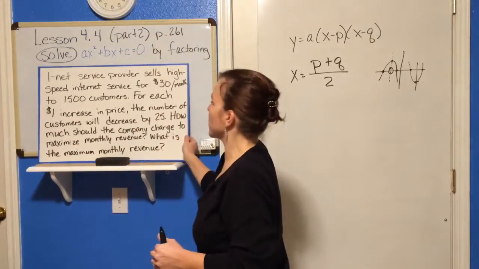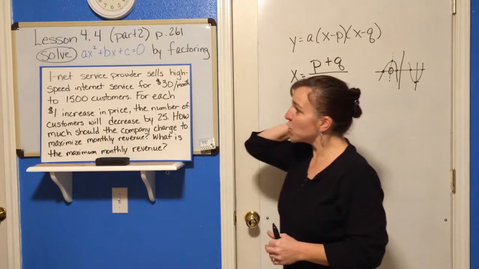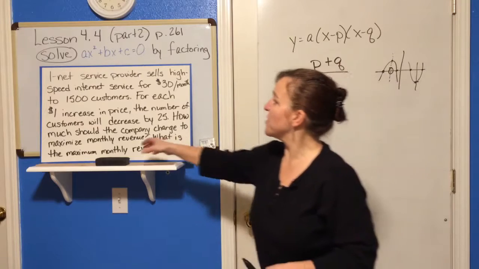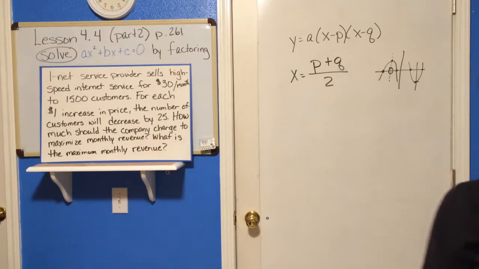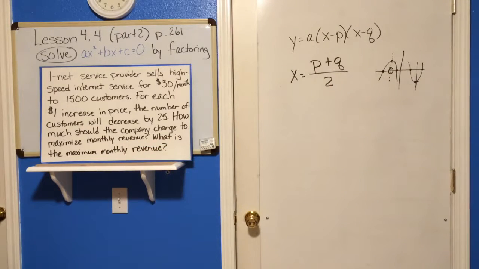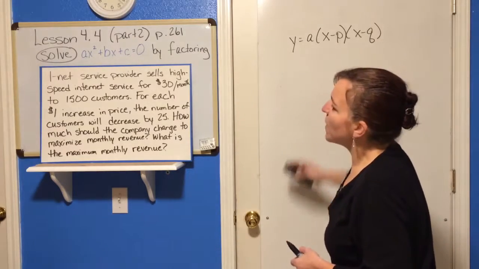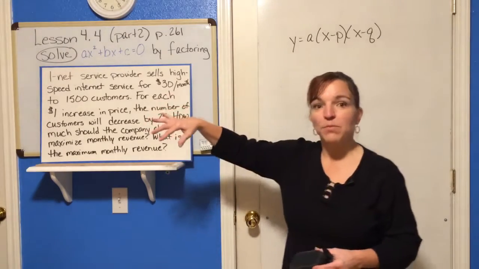This is the type of problem that looks like this. An internet service provider sells high-speed internet service for $30 a month to 1,500 customers. For each $1 increase in price, the number of customers will decrease by 25. How much should the company charge to maximize monthly revenue, and what is the maximum monthly revenue? So what's happening here is exactly what I said before.